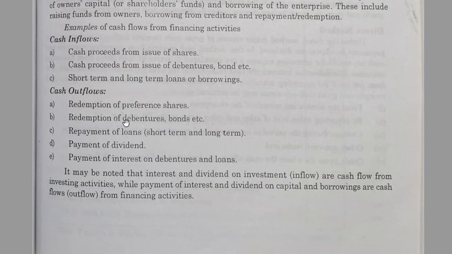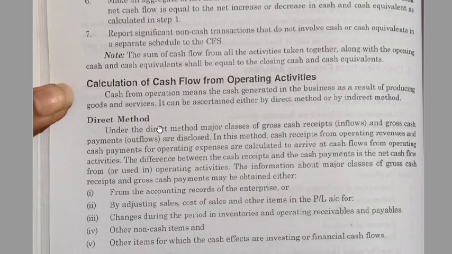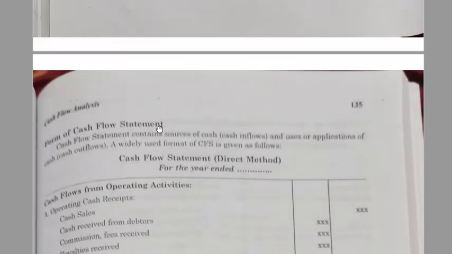Then the cash outflows are redemption, when you are supposed to redeem or repay your preference shares, your debentures, your loans, and when you're supposed to pay your dividend, interest on debentures and loans. At all these times there's cash outflow in the business. So what is the procedure of preparation of cash flow statement, which is already explained in the PPT?